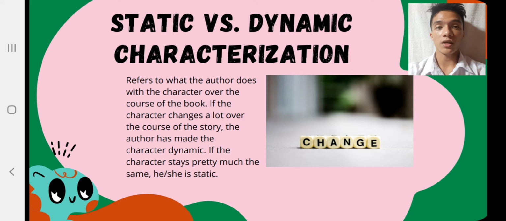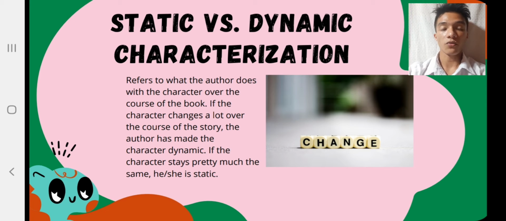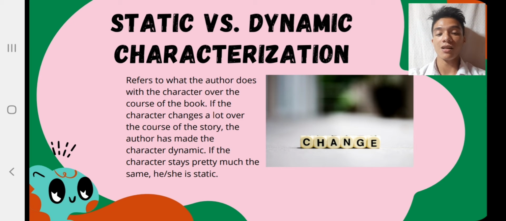Character development refers to what the author does with the character over the course of the book. If the character changes a lot over the course of the story, the author has made the character dynamic. If the character stays pretty much the same, he or she is static.